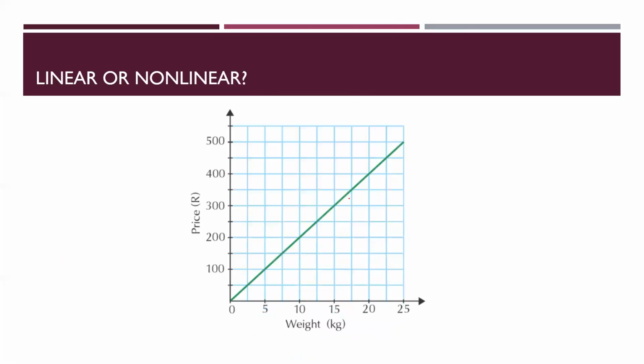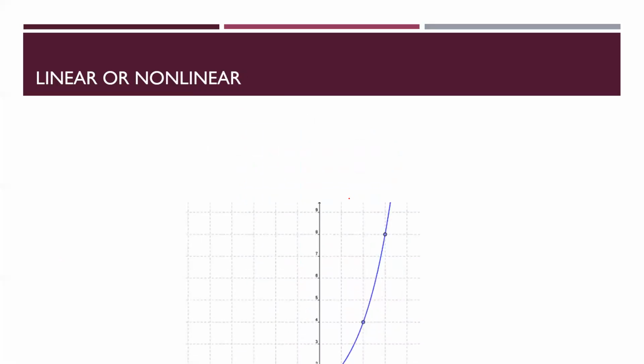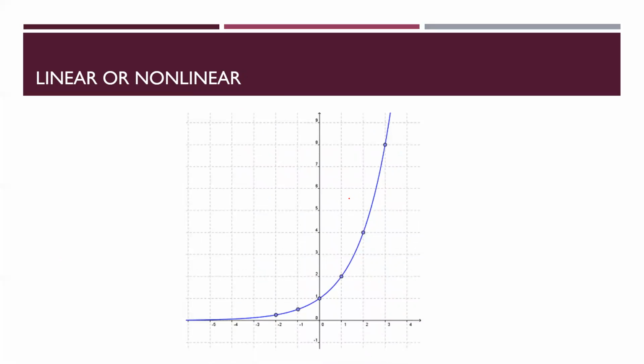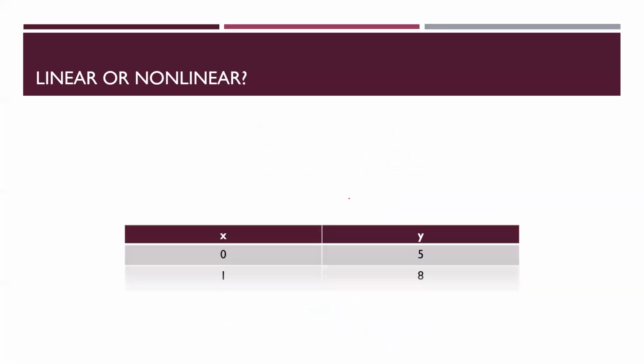What about this one? Well, this is a straight line. So because the graph has a straight line, we know it's going to be linear. There we go. Is this linear or non-linear? Well, it is a curve, so we know it is going to be non-linear, right? Because it should be a straight line.